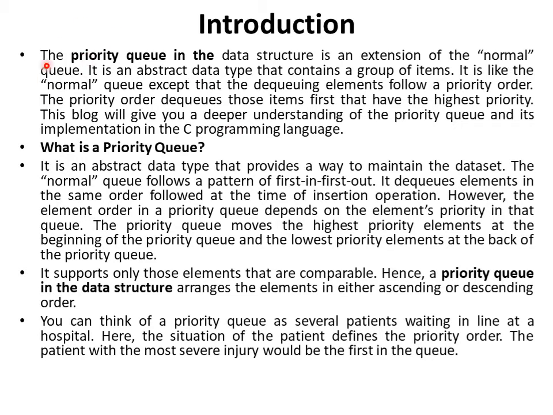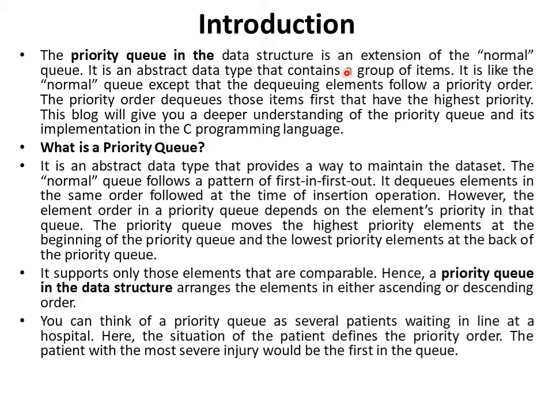I think before you have heard the words priority and queue. Queue is nothing but first in, first out. That means a thing which is inserted first will get out first. That is called a queue. Priority means preference. That is, in a queue, if a preference is given, that queue is called a priority queue.